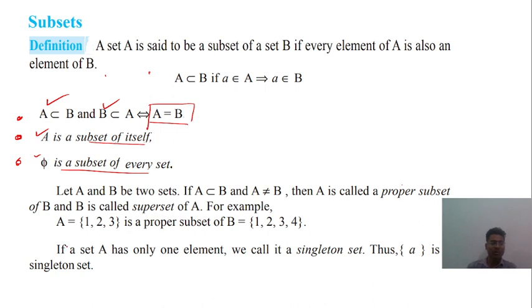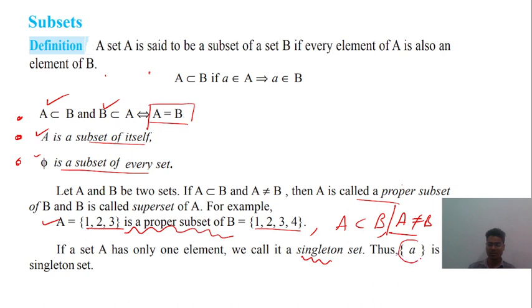In this I just wrote an example. A is 1, 2, 3 and B is 1, 2, 3, 4. So A is a subset of B, and A is not equal to B. Combining these two conditions, we can say that A is a proper subset of B. Okay, what is a singleton set? If any set contains only one element, then we call that set a singleton set. If A has only one element, then we call it a singleton set.